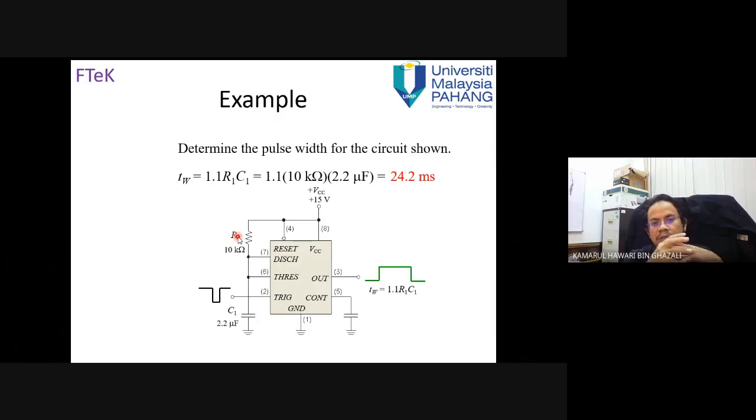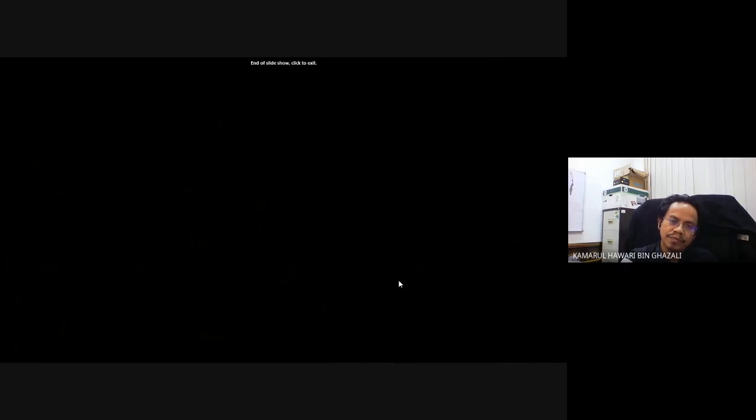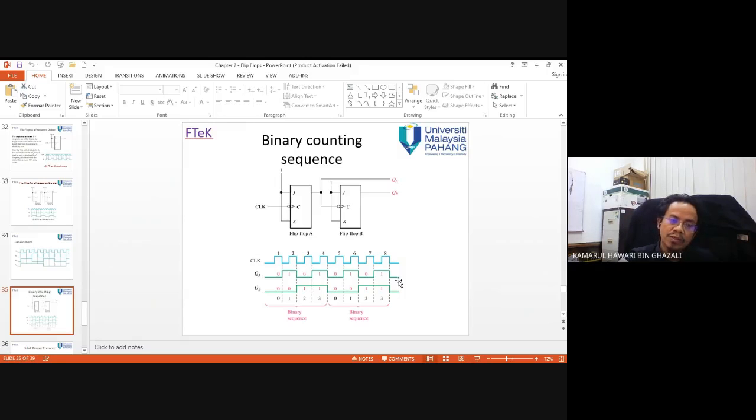Determine the pulse width for the circuit shown. The pulse width TW equals 1.1 R1 C1. R1 is 10 kilo ohm and C1 is 2.2 microfarad. So you get 24.2 milliseconds for the pulse width. So that's all for chapter 7.